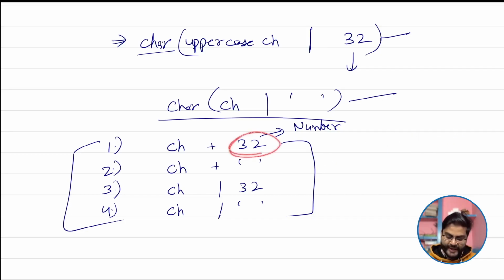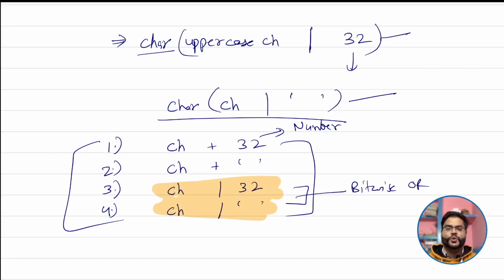Basically we just want to add 32 to our character, that's it. Whatever way is possible to add 32, you can do it. These two ways use bitwise manipulation, where we are using bitwise OR. So let's go to our VS Code and run this and check whether it is correct or not.